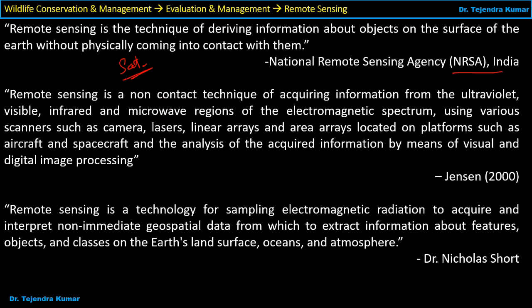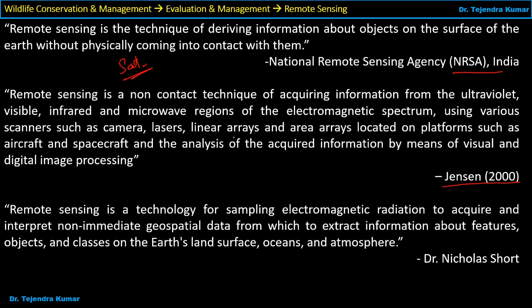Remote sensing, another definition given by Janssen in 2000. Remote sensing is a non-contact technique of acquiring information from the ultraviolet, visible, infrared, and microwave regions of the electromagnetic spectrum using various scanners such as camera, laser, linear array, and area array located on platforms such as aircrafts and spacecrafts, and the analysis of the acquired information by means of visual and digital image processing.